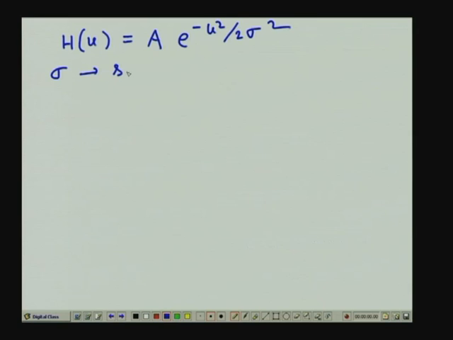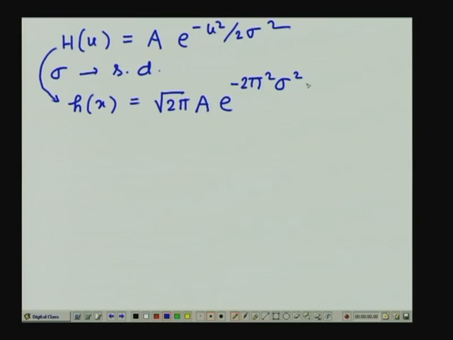And if I take the inverse Fourier transform of this, then the corresponding filter in the spatial domain will be given by h(x) = √(2π) A e^(-2π²σ²x²). Now, if you analyze these two functions, H(u) in the frequency domain and h(x) in the spatial domain, you find that both these functions are Gaussian as well as real.